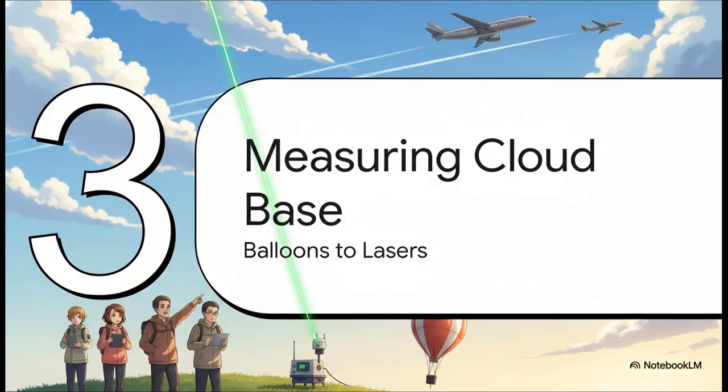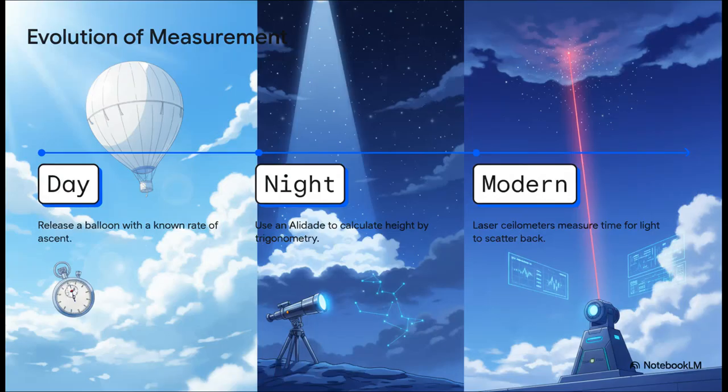Let's jump into section 3, measuring the cloud base. We're going from balloons all the way to lasers. So, obviously, knowing the exact height of that base and ceiling is absolutely vital. But how do meteorologists actually calculate those numbers for our weather reports? It's a pretty cool evolution, actually, across 3 different eras.